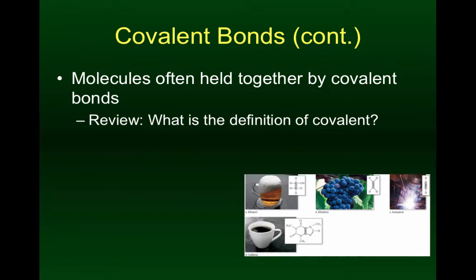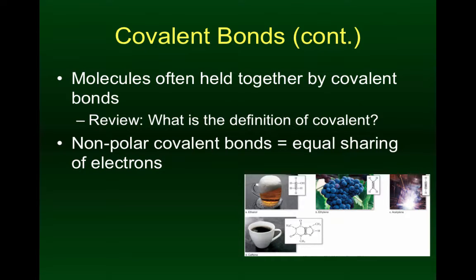All right, so we take a look at covalent. What does covalent mean? It is sharing of outer shell electrons. Now, when the electrons are shared equally, we call that a nonpolar covalent bond. And nonpolar covalent bonds are important. Nonpolar covalent bonds create molecules that are water insoluble. They are what we describe as being hydrophobic. They do not dissolve in water. They don't like to mix with water.